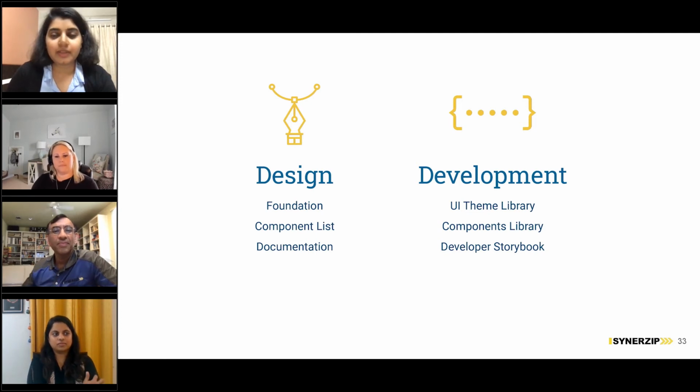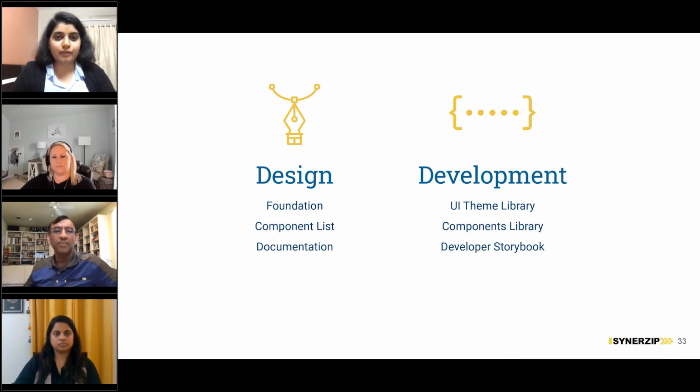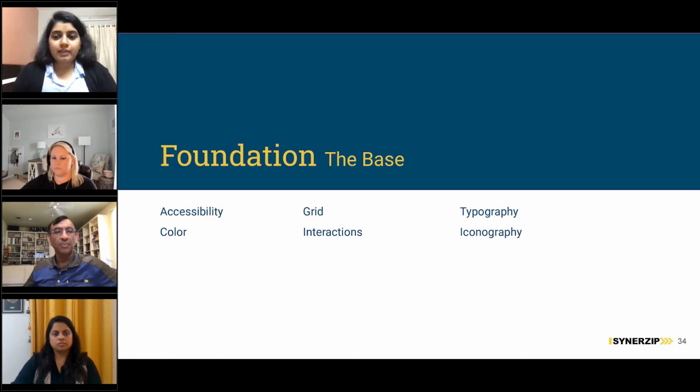So, in reference to Tara's points, these are the three parts where we have designed and created our design system. From the design perspective, it is foundation, component list, and documentation. And from the development perspective, we have kept it versatile for a UI theme library, exported to a component library, and a developer storybook as well. Considering the design part, the foundation, which is the base of our design system, covers accessibility, color, grid, interaction, typography, and iconography. I'll walk you through a few examples just to get a glimpse of what we have done.